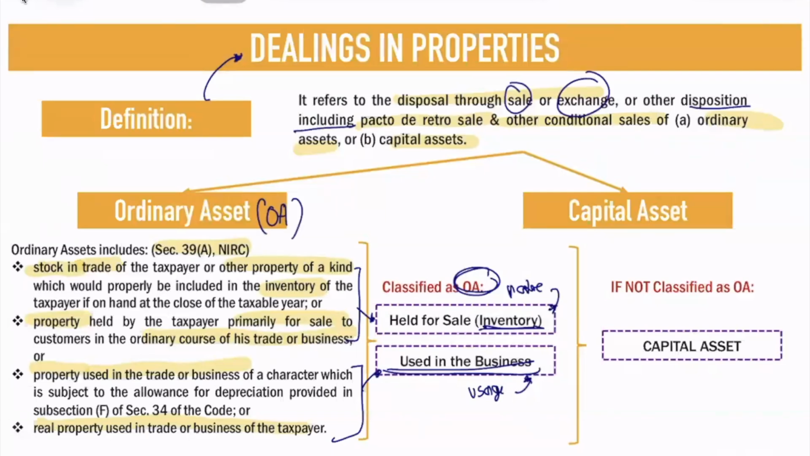Now, what if it is not held for sale or inventory or not used in the business? Then it is classified as a capital asset. So if it is not classified as an ordinary asset, not an inventory, not used in the business, then it is a capital asset. Okay, so hopefully you can now properly classify ordinary and capital assets depending on the definition pursuant to Section 39A. So ordinary assets are those held for sale or inventory or used in business. Then if not an ordinary asset, it is a capital asset.